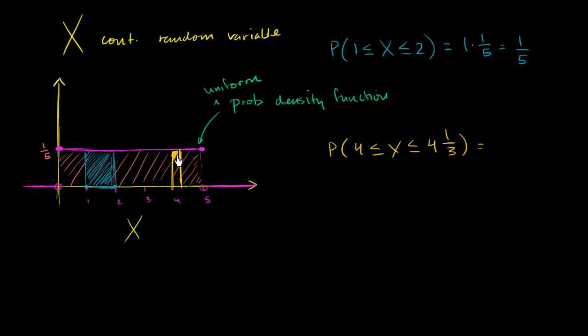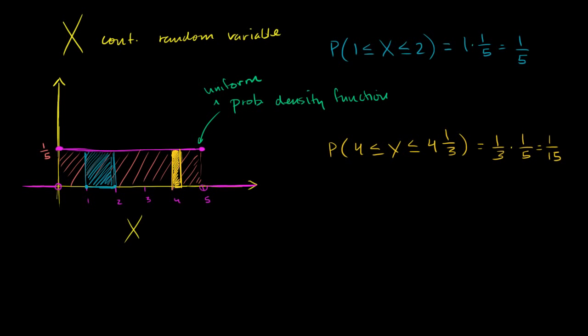So what we really care about is the area under the curve in this range. And lucky for us, this is a rectangle. So the base between 4 and 4 1/3, you have a distance of 1/3. And then the height, once again, is 1/5. Times 1/5 is equal to 1 over 15.